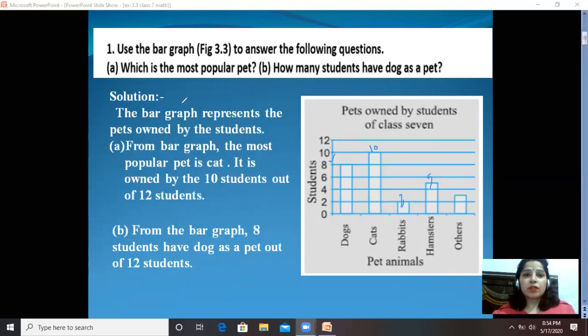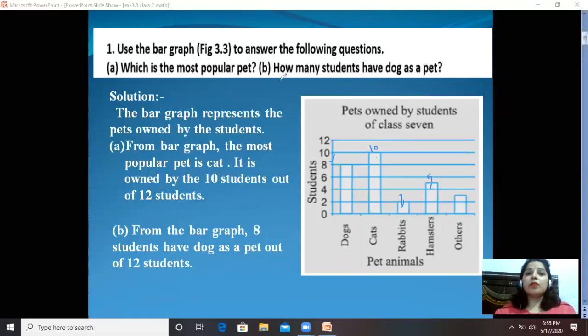So what is the first question? Which is the most popular pet? The pet which has the tallest bar. Approximately 10 students have cats, which is the highest one. So 8 students have dogs, 10 students have cats, and 2, 5 and 3 for the others. So the highest number is 10. So we will write here: from the bar graph, the most popular pet is cat. It is owned by 10 students out of a total of 12 students.